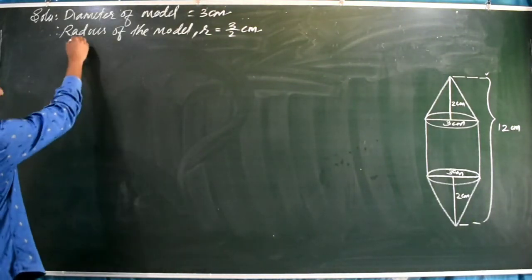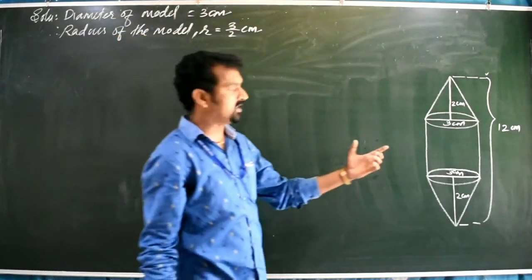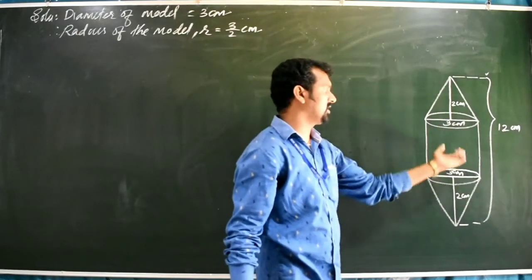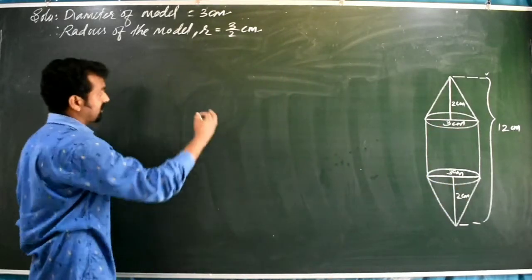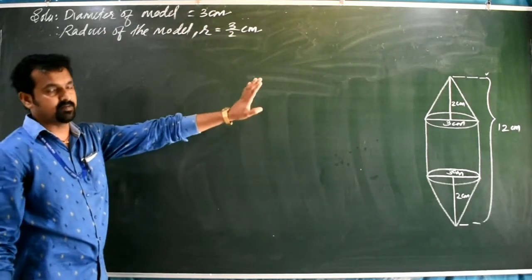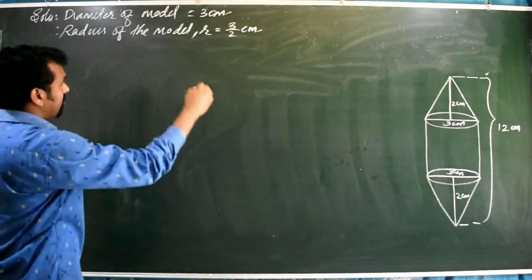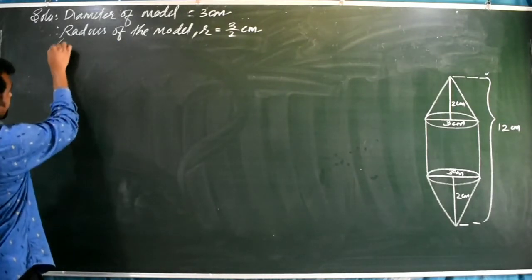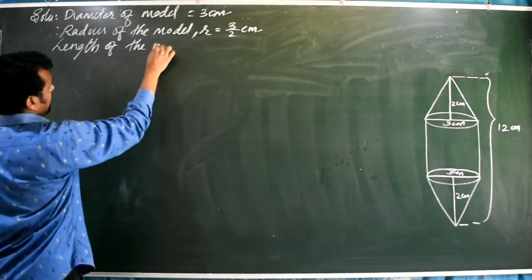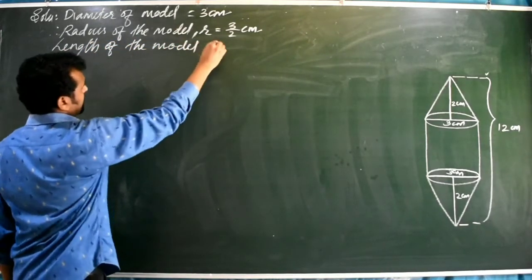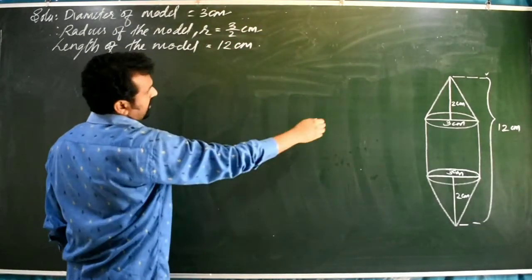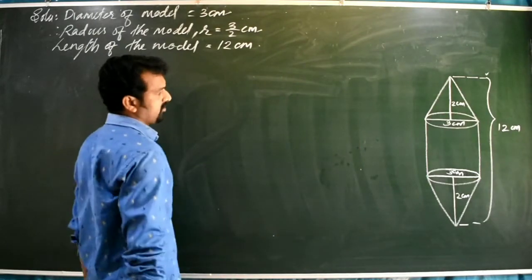Radius of the model means it is a common radius. Remember that the radius of the cylinder and the radius of the cone are both the same, that is 3 by 2 centimeter. Now the total length of the model is equal to 12 centimeter.